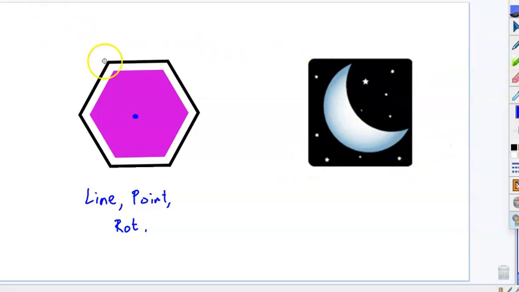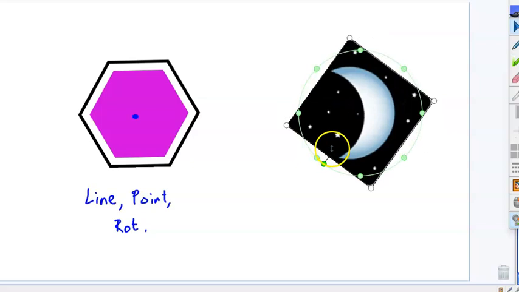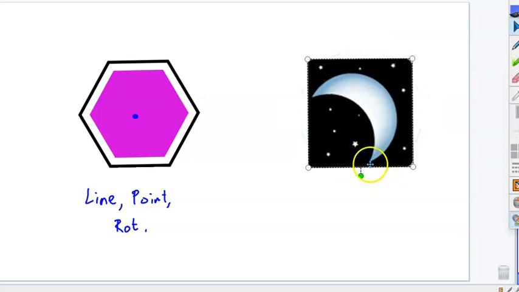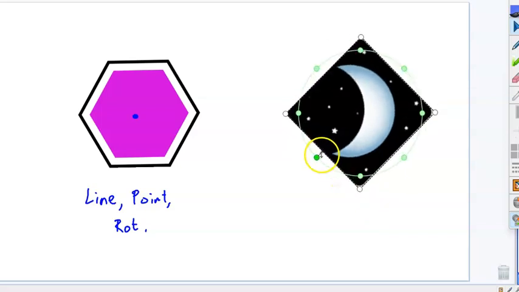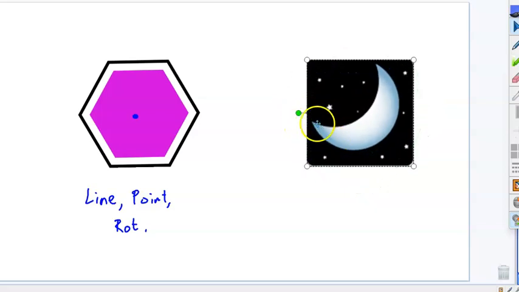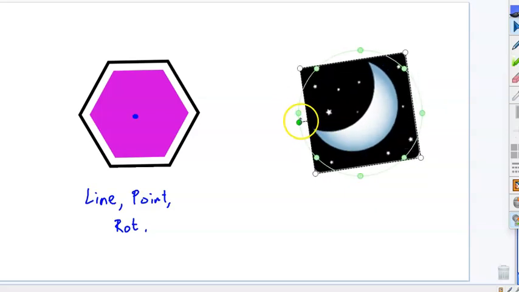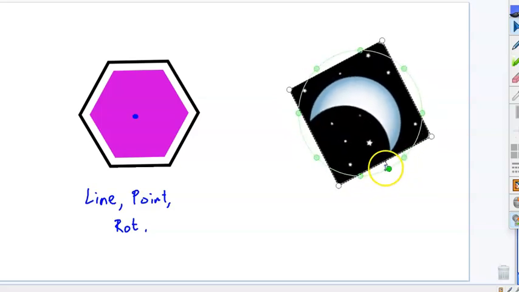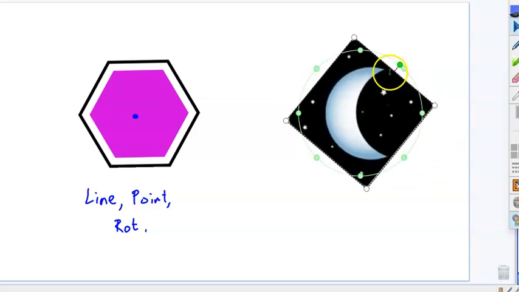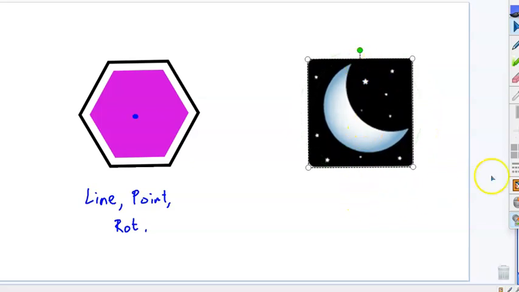If I test for point symmetry, that's a 180 degree turn, and a 180 degree turn does not map the original image to itself. So that cannot have point symmetry. And there is no degree measurement that I could rotate on. 90 degrees, that's not the original figure. 180, 270. None of those get me back to the original figure. So this particular shape would have no symmetry.